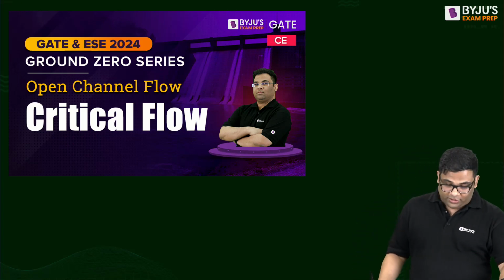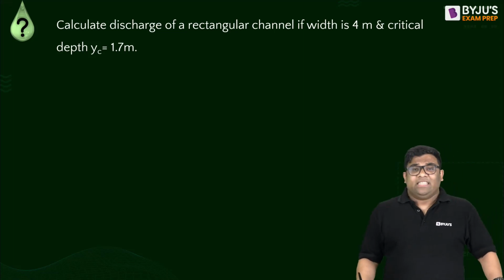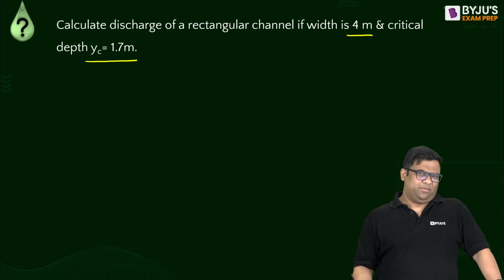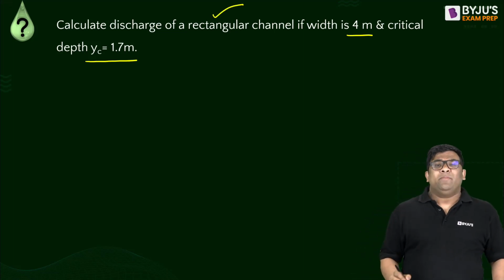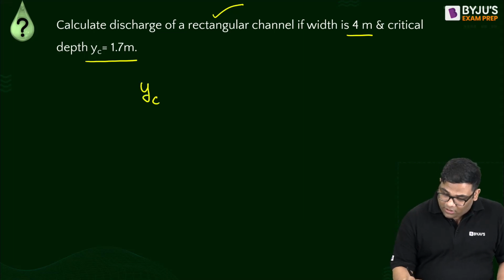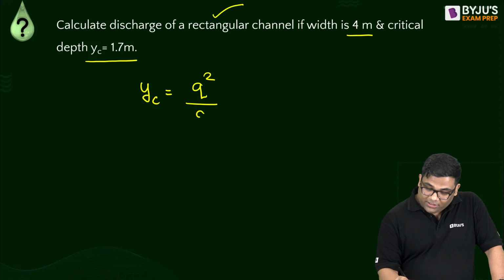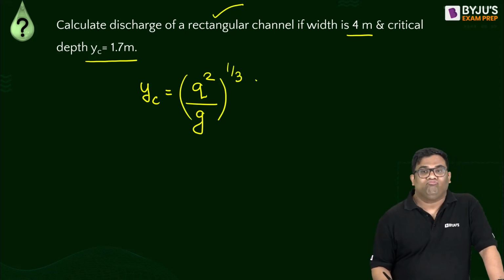Let us solve one question of critical flow. It is written: calculate the discharge of a rectangular channel if the width is 4 meter and the critical depth is 1.7 meter. It's a rectangular channel, and you should remember that your Yc for a rectangular channel is simply (Q square by g) to the power 1 by 3.